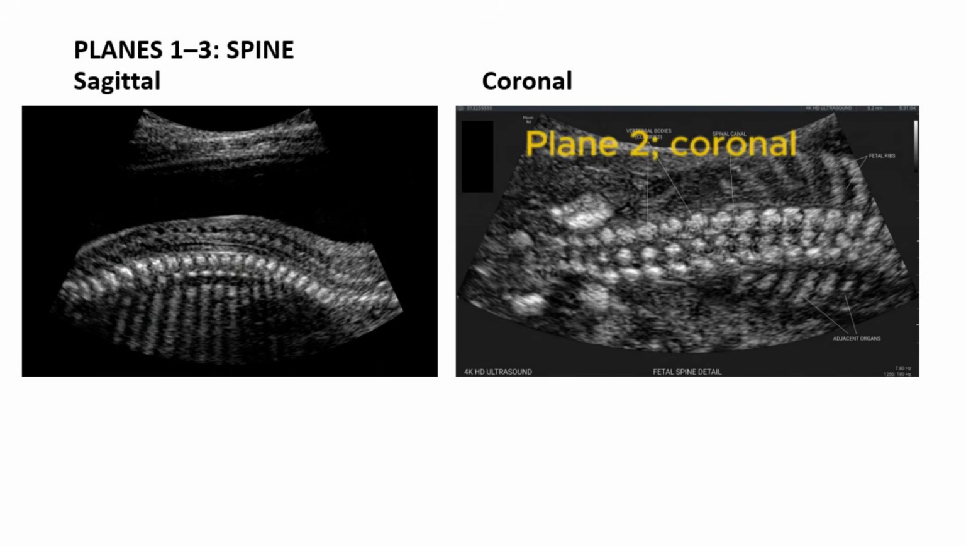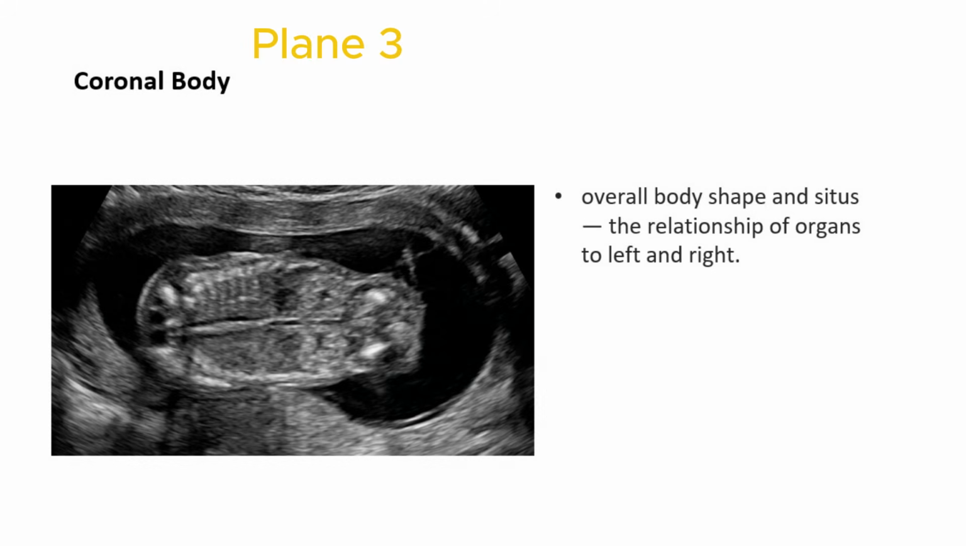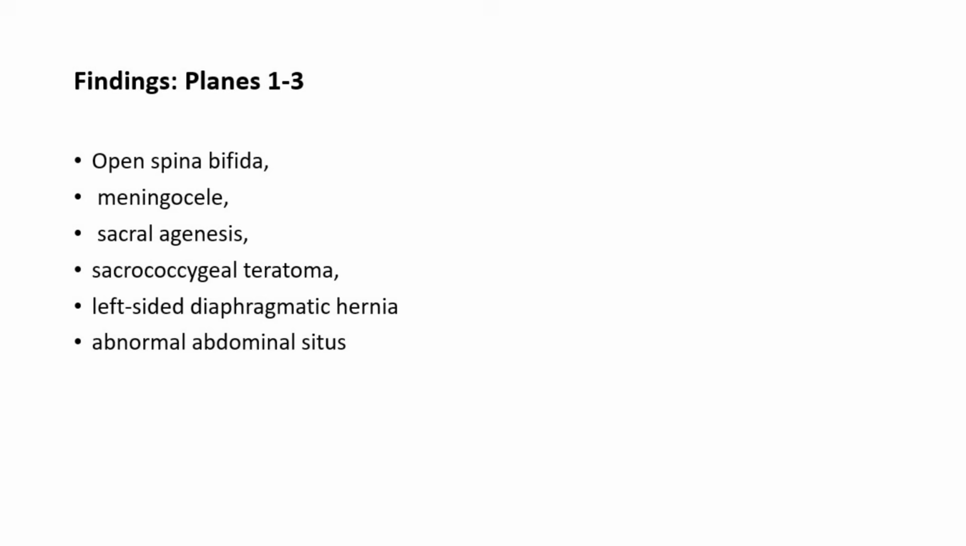Plane 2, coronal spine. Rotate to coronal, you now see the spine in a different axis. This is useful for assessing alignment and confirming no lateral curvature. Plane 3, coronal body. A broader coronal view assessing the overall body shape and situs, the relationship of organs to left and right. Findings you can identify from planes 1 to 3: open spina bifida, meningocele, sacral agenesis, sacrococcygeal teratoma, left-sided diaphragmatic hernia, and abnormal abdominal situs.